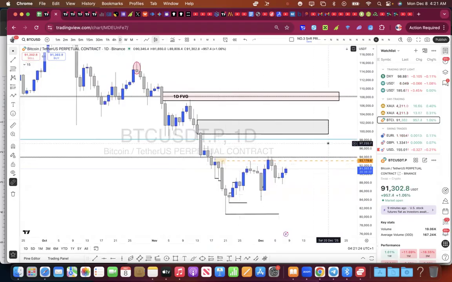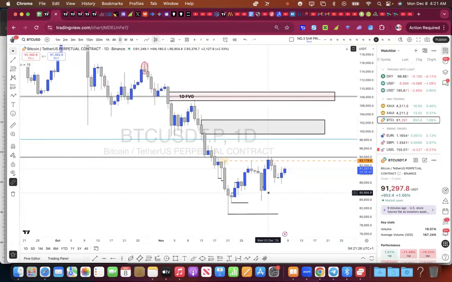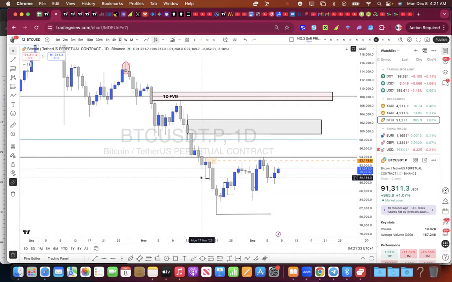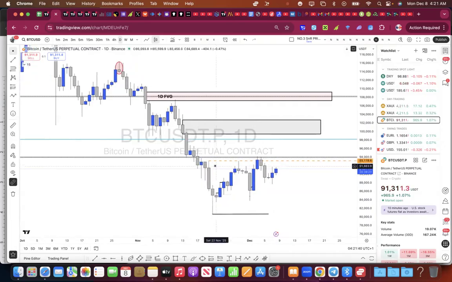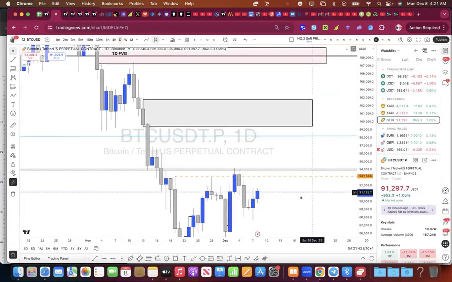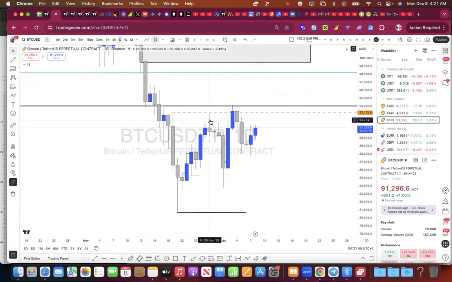So we have Bitcoin, and of course the travel we had on Bitcoin. So let's go. As usual, this is daily. So we have this high of the previous day, and we have this low.